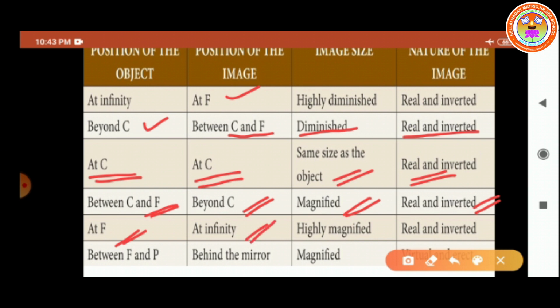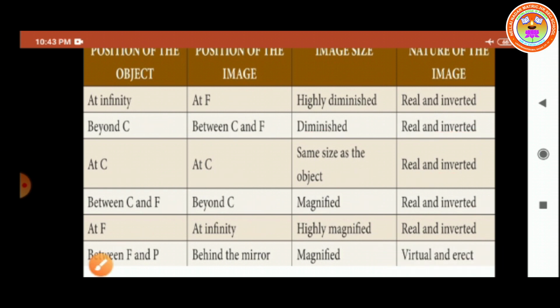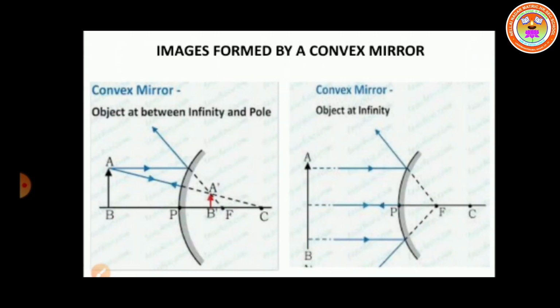What is the position of the image? At infinity. See the first one and the fifth one, the reverse is needed, and this is taken as highly magnified image size, and the nature of the image is real and inverted. Suppose the object is in between the principal focus and the pole of the mirror, the image can be produced behind the mirror. The nature of the image is virtual and erect. The size of the image is magnified. Do you understand, children? So next we have to move on to the image formed by a convex mirror.